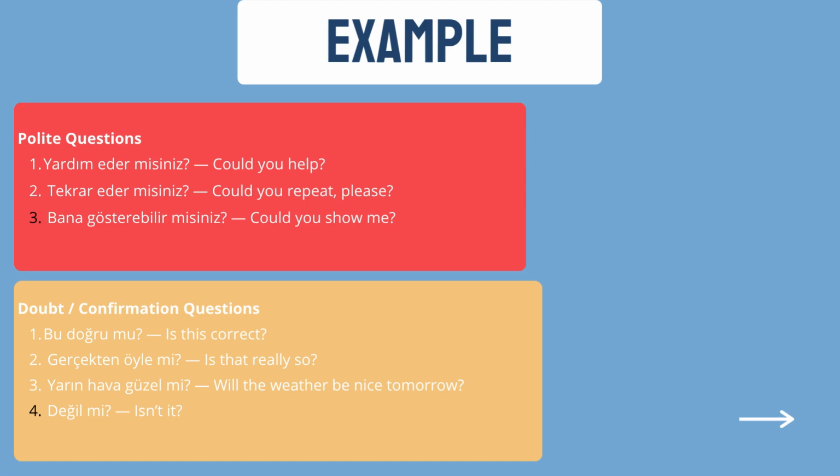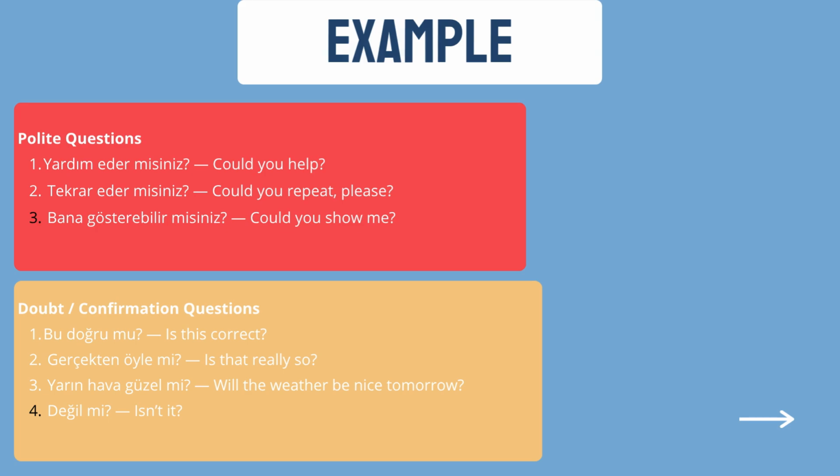And last one is doubt confirmation questions, when you are not sure. So bu doğru mu? Is this correct? Next, gerçekten öyle mi? Is that really so? Yarın hava güzel mi? Will the weather be nice tomorrow? And last one, değil mi? Isn't it? Like a very simple question.